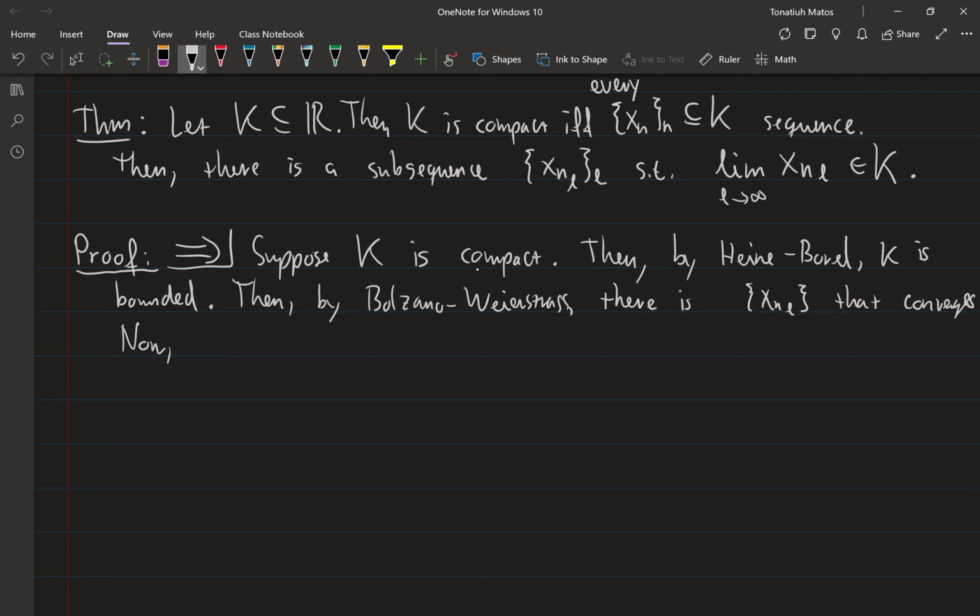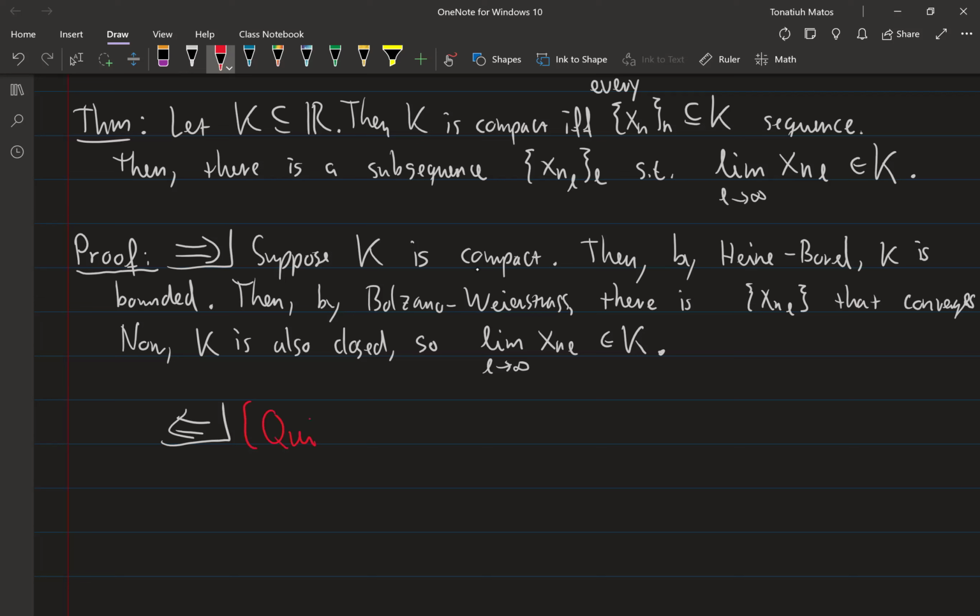And now, K is also closed by, again, the Heine-Borel theorem. And that means that this convergent subsequence is not just convergent, but the limit must lie inside K, because that's what we characterize closed sets by, if you look at last week's notes when we talked about sequences. Right? So this was the forward direction, and I suggested how to do this other direction.